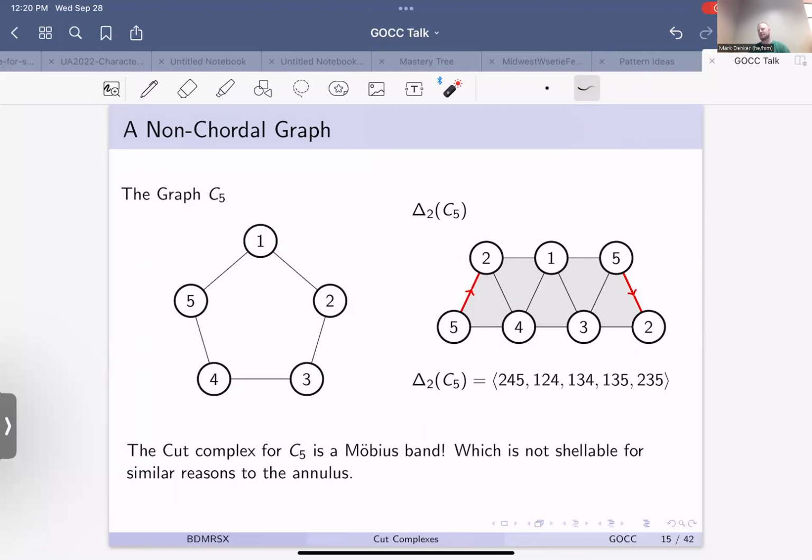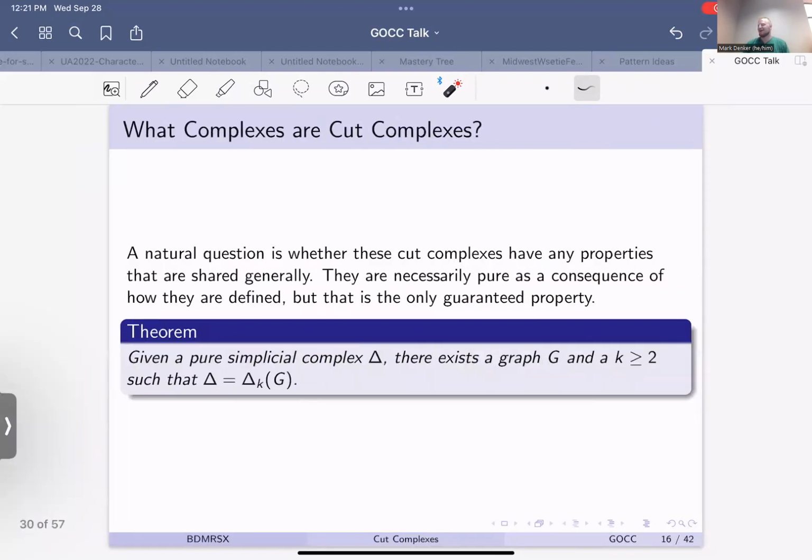So the cut complex of the 5-cycle is a Mobius band, and that's not shellable because, well, it's basically an annulus. This is a 2-dimensional object that's homotopic to a 1-dimensional circle. Cannot be shellable. So haven't disproved Fröberg's theorem in my first 15 slides. Maybe by slide 20 we'll get there. Okay, so we have these new cut complexes.